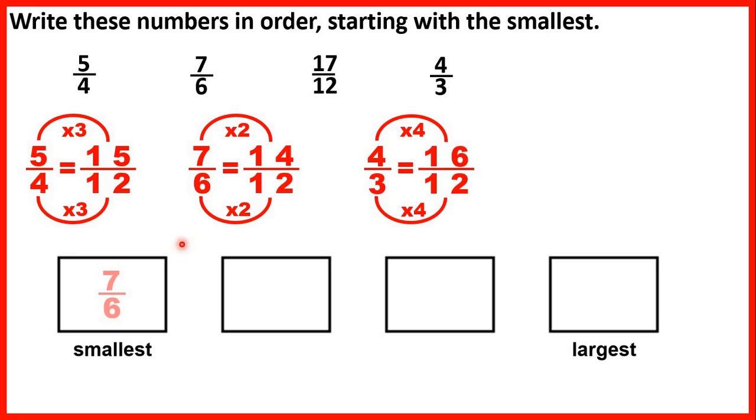So now our smallest fraction will be 7 sixths, because that's only equivalent to 14 twelfths. Then we have 5 quarters, because that's the same as 15 twelfths. Then 4 thirds, which is the same as 16 twelfths. And then our largest fraction is 17 twelfths, because the larger the numerator, the larger the fraction, if the denominators are the same.